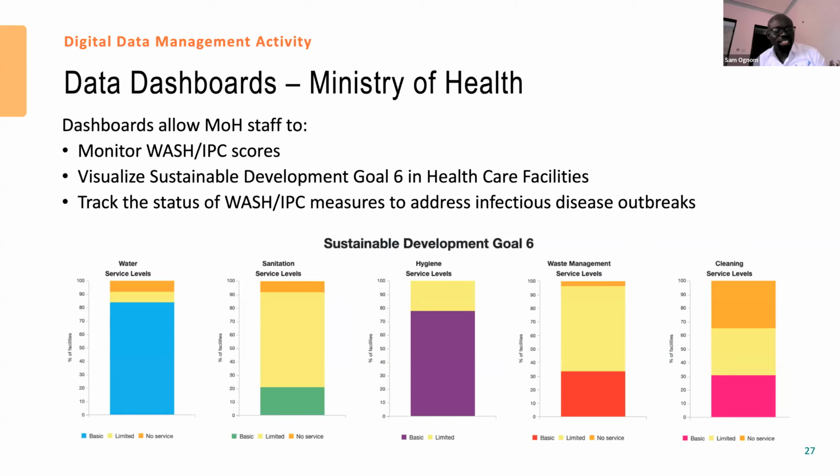So when we look at our five pillars, like I said earlier, the basic is just the minimum standard that you want to start from there and move forward, but you find there are areas where you don't even have anything, and we are saying no service. So at Ministry of Health level, you are able to look at all this, how your facilities are performing on Sustainable Development Goal number 6. So this helps the ministry to take decisions to see how we support these guys, what we need to do, and they are able to look at details of specific facilities. Next slide, please.